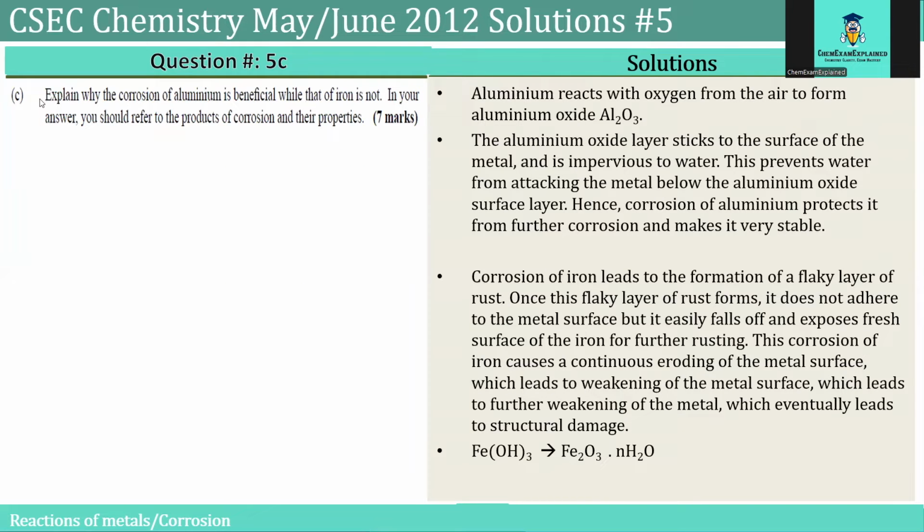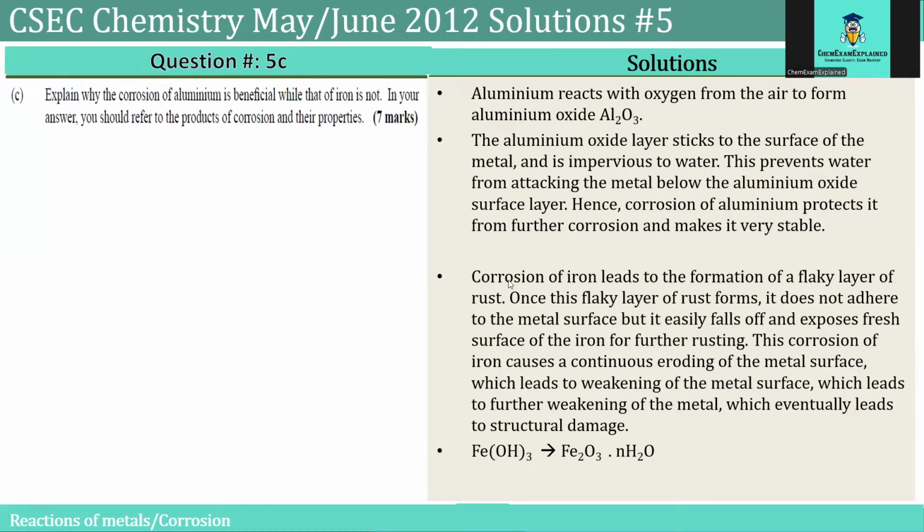5. Part C. Explain why the corrosion of aluminum is beneficial while that of iron is not. In your answer, you should refer to the products of corrosion and their properties. So to answer the question, aluminum reacts with oxygen from the air to form aluminum oxide. The aluminum oxide layer sticks to the surface of the metal and is impervious to water. This prevents water from attacking the metal below the aluminum oxide surface layer. Hence, corrosion of aluminum protects it from further corrosion and makes it very stable.